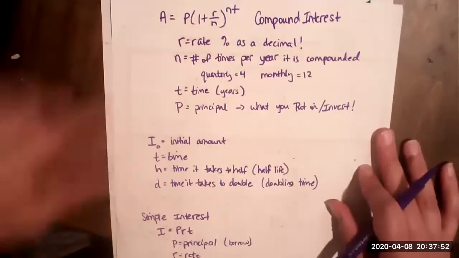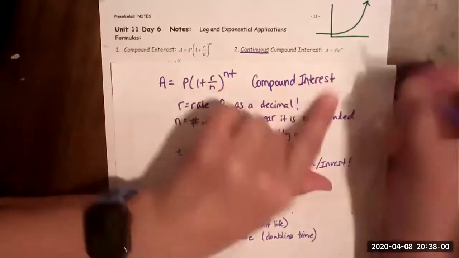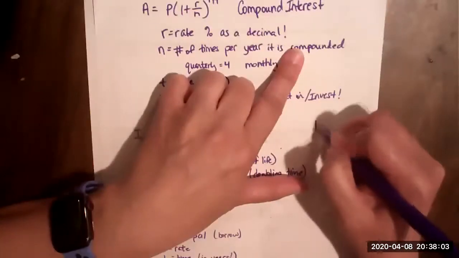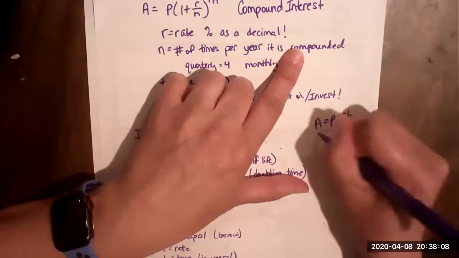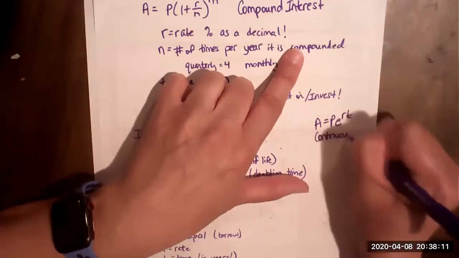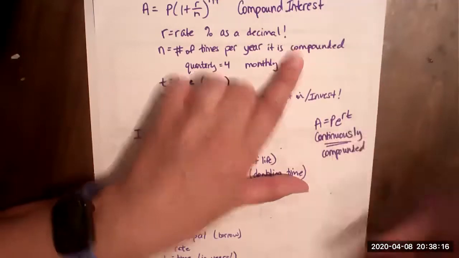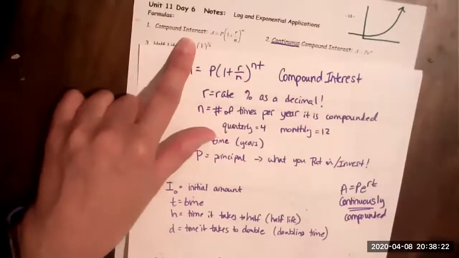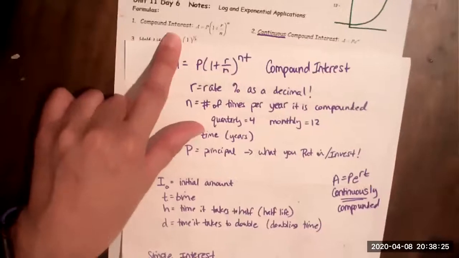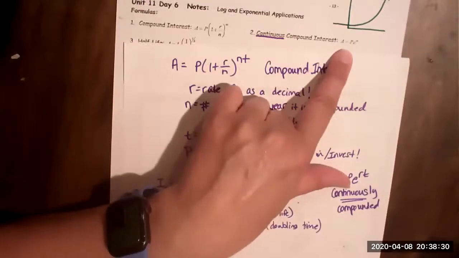There's another one that is the one right next to it. A equals PE to the RT. I'm gonna write that right here. A equals PE to the RT. This formula right here is only used if it says it's compounded continuously. So you use the first compound interest formula if they give you a certain amount of time that it's compounded, quarterly, monthly, something like that. It's gonna say the word continuously. And if so, they want you to use this formula, PE to the RT.